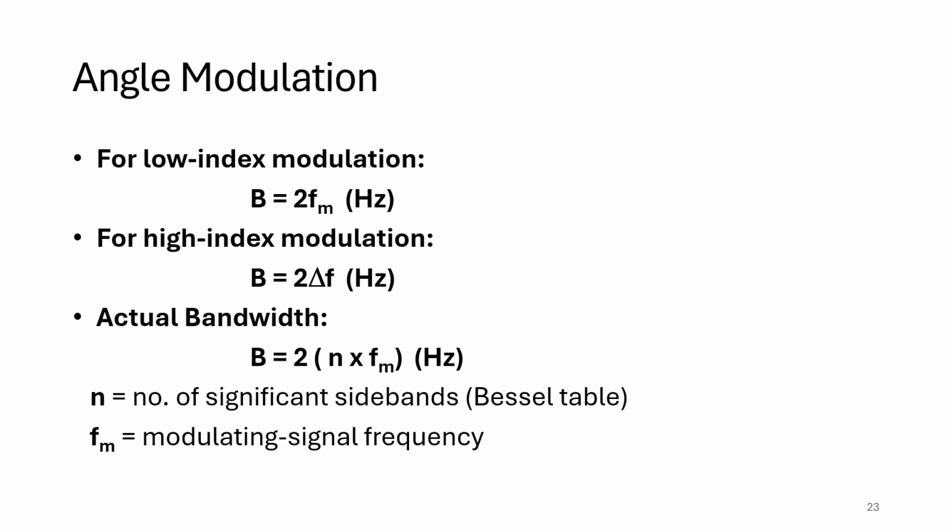The actual bandwidth is equivalent to 2 multiplied by n times fm, wherein n is the number of significant sidebands that can be seen in our Bessel table. Then we have fm, that is our modulating signal frequency.